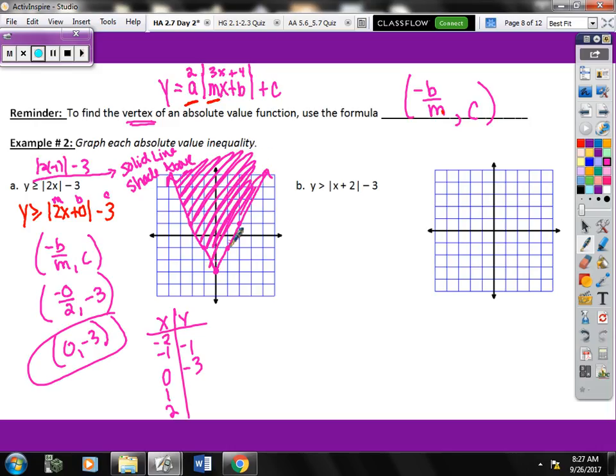You can still pick a test point if you want to. So 0, 0 would be a great test point to pick. And we would plug it into the original. So 0 is greater than or equal to the absolute value of 2 times 0 minus 3. So 0 is greater than negative 3. Yes, it is.